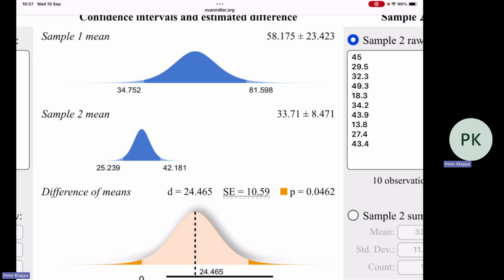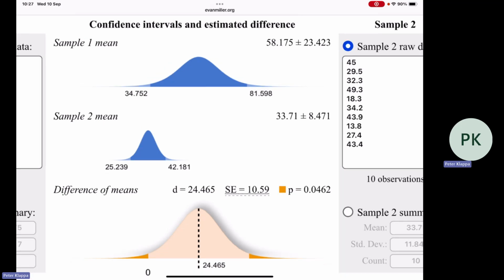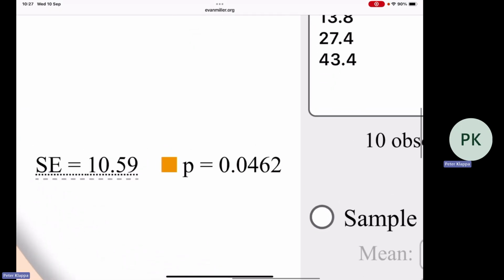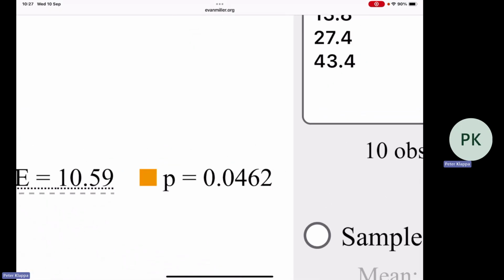So the variability for the second one is much smaller. But what it does is it will give you actually a p-value. P-value equals 0.046 when we do this calculation, when we compare this.